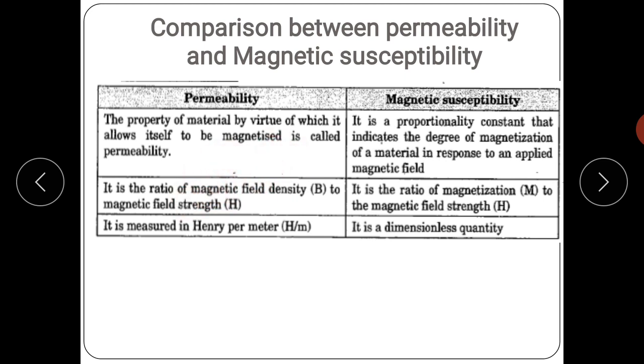Permeability is the ratio of magnetic field density to magnetic field strength, and susceptibility is the ratio of magnetization to magnetic field strength. Permeability is measured in Henry per meter, and susceptibility is a unitless or dimensionless quantity. This is a comparison between magnetic susceptibility and permeability.